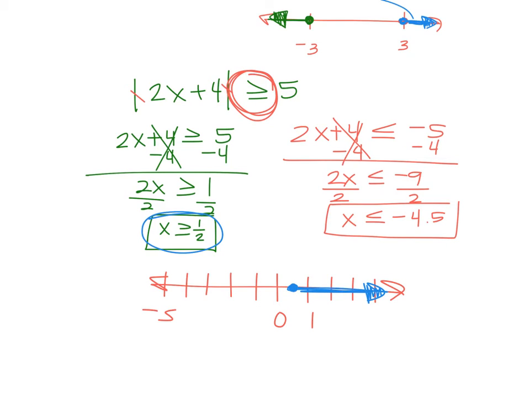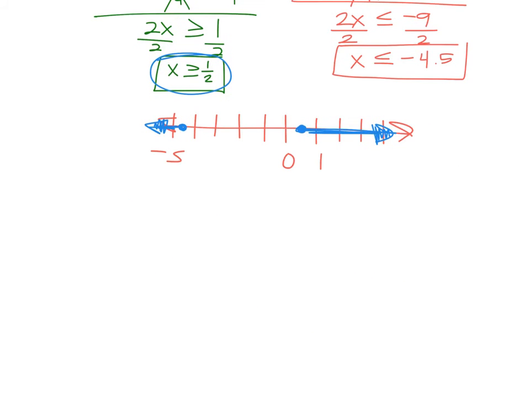Then you have a negative 4.5. So that's going to be here. Closed dot, and x is less than that, so we're going to go to the left on that one. Okay, so that's another or problem, going out to the sides. Questions on that? Okay.